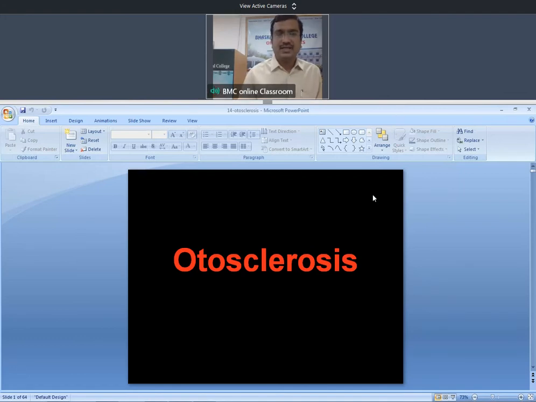This is mainly a disease of the ossicular chain, mainly the footplate of the stapes. Normally whenever a sound wave strikes the ossicular chain, there is movement of all three ossicles. But here, because of fixation of the footplate of the stapes in the oval window, there will not be any transmission of sound waves from the middle ear to the inner ear. That's why the patient has conductive hearing loss. So there is a problem in the movement of the footplate of the stapes. That is otosclerosis.